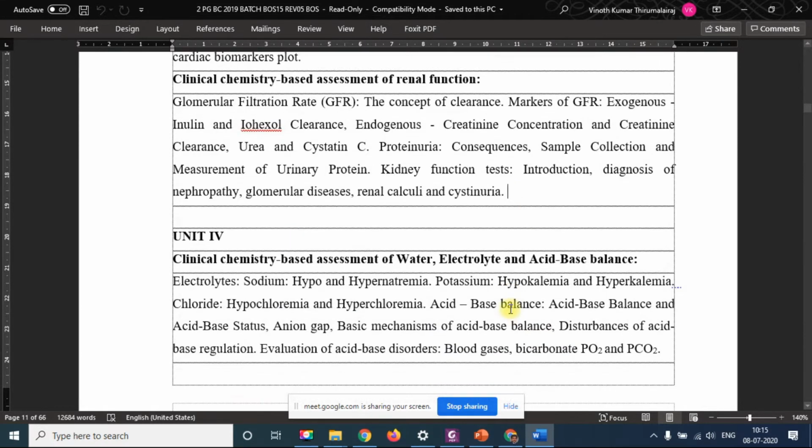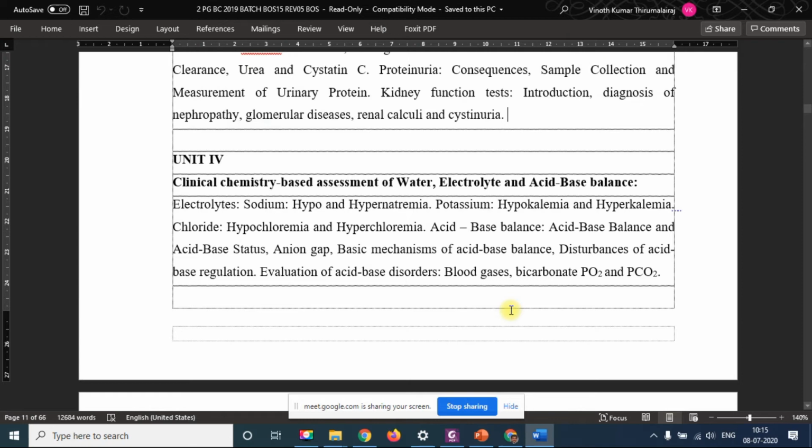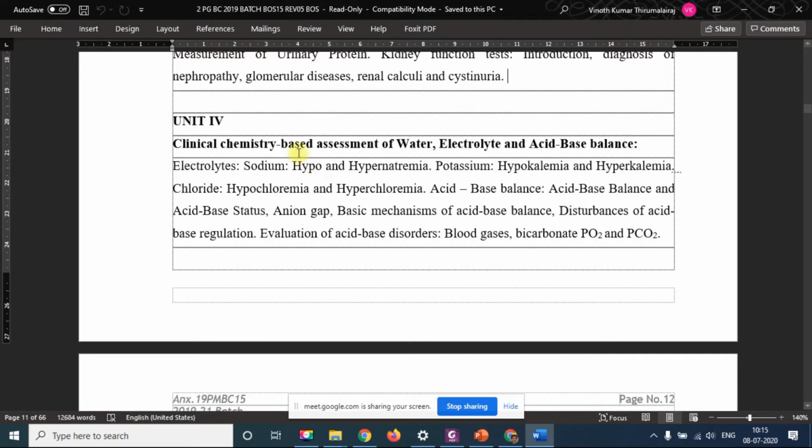So this is only the application part. And the fourth unit is clinical chemistry based assessment of water, electrolyte and acid base balance. This one is the core component of biochemistry, and you are going to study what pH is and how pH is maintained in the body, and what the electrolytes are, like sodium, potassium, magnesium, chloride and everything. All are very important for the body's function.